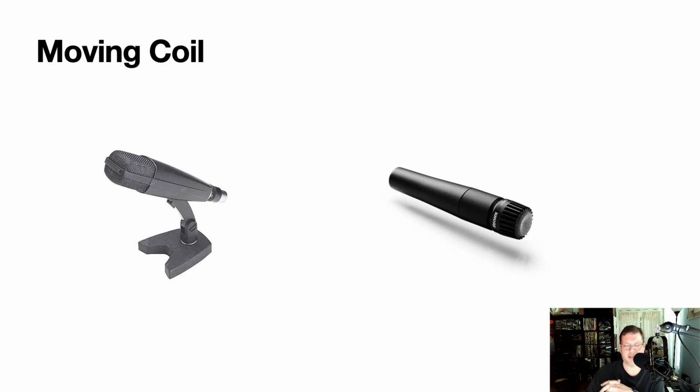I bought my first SM57 probably 30 years ago, and it cost about $100, and you can buy one today for about $100. And they're great. You can mic loud stuff with them. Pretty much anything. You can stir your cocktail with it. It might still work. Use it to defend yourself. It's a pretty tough microphone. So these are moving coil microphones.